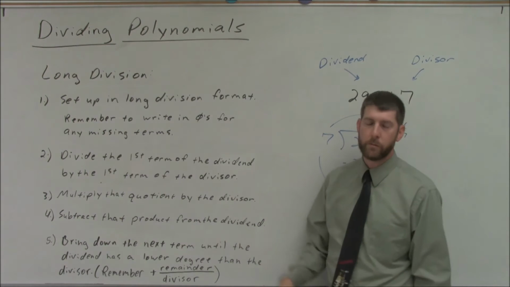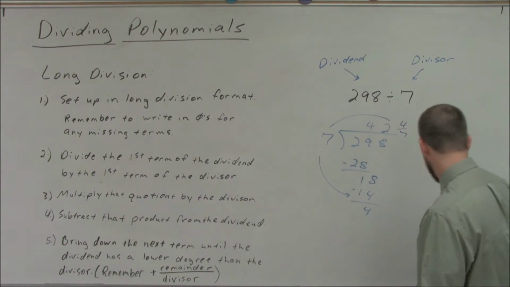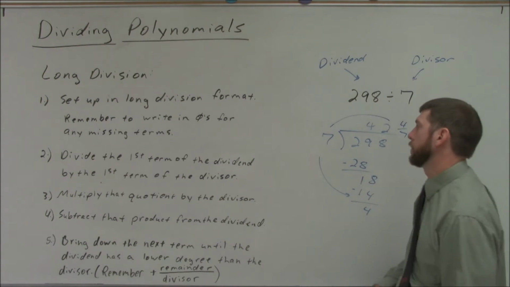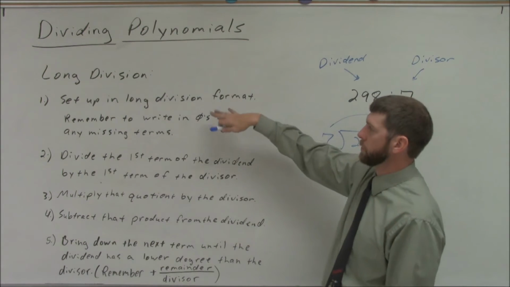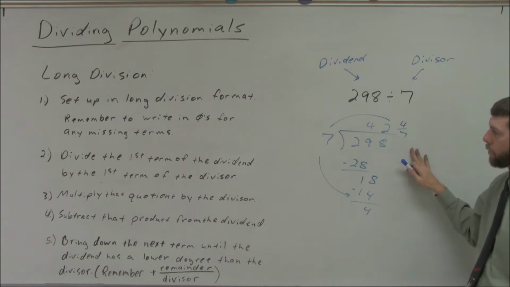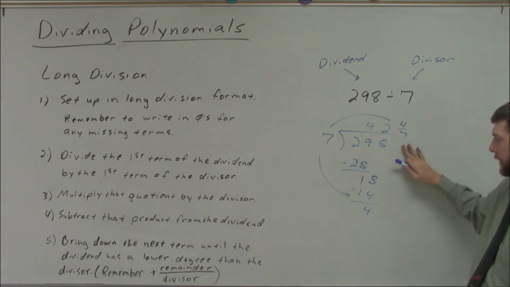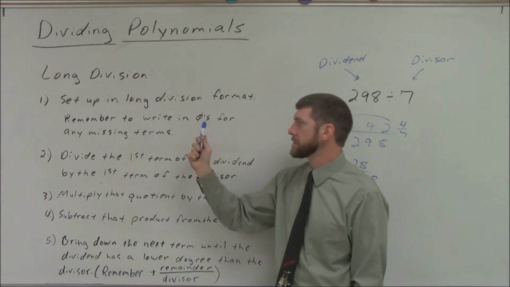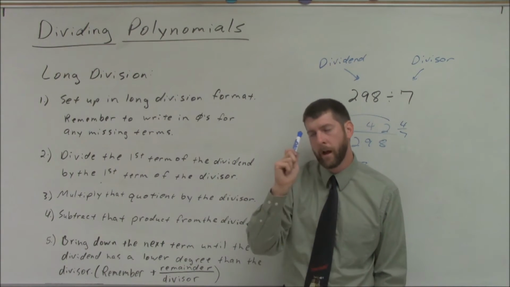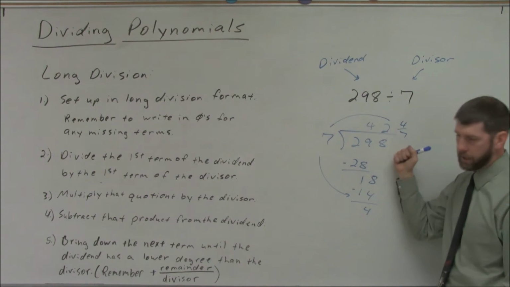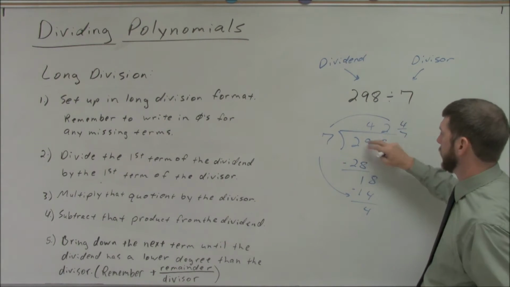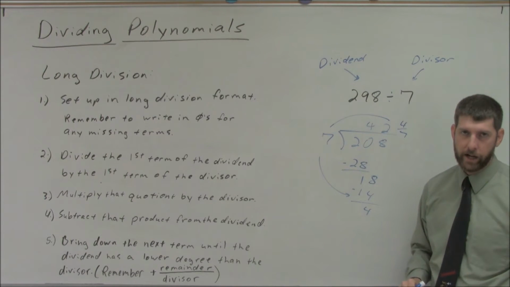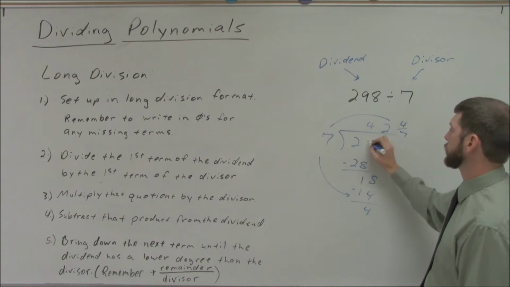Long division with polynomials is the exact same process. Same process, same steps are going to get us to be able to divide polynomials. So first thing we do is set it up in this long division format, divisor on the outside, dividend on the inside. But be very, very careful and remember to write zeros for any missing terms. Just like here, if I was missing a number in the 10 spot, I would have to have a 0 for that number. We have to have those placeholders.